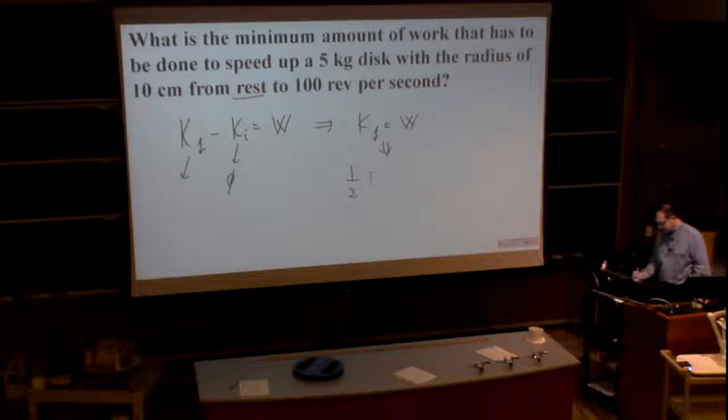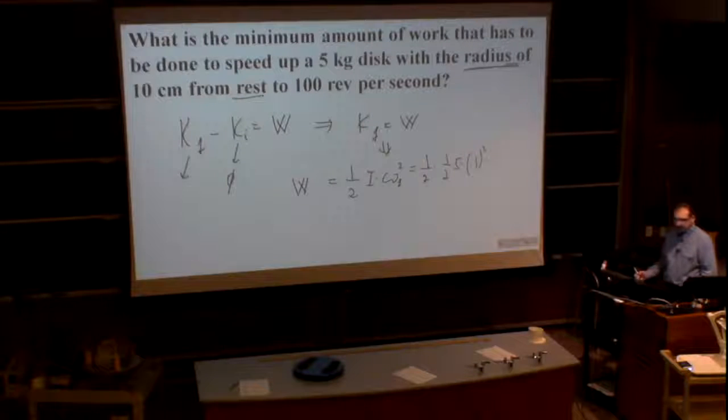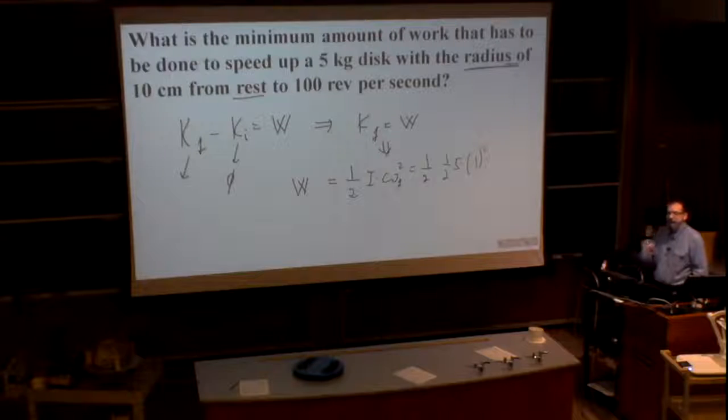which is 1/2 times rotational inertia times angular velocity squared, which is 1/2 times rotational inertia of a disk, which also equals 1/2 times mass times radius squared. That's a radius. And the only tricky part is converting revolutions into radians. Well, not forgetting to convert revolutions into radians per second.